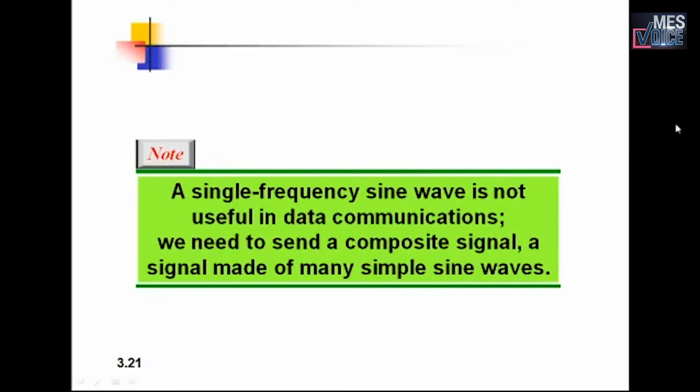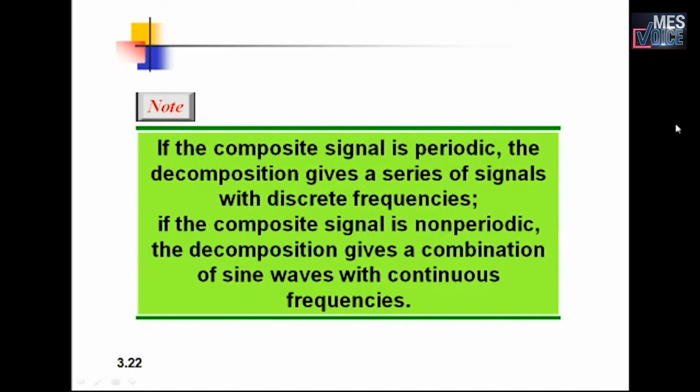A single frequency sine wave is not useful in data communications. We need to send a composite signal, a signal made of many simple sine waves. If the composite signal is periodic, the decomposition gives a series of signals with discrete frequencies. If the composite signal is non-periodic, the decomposition gives a combination of sine waves with continuous frequencies.